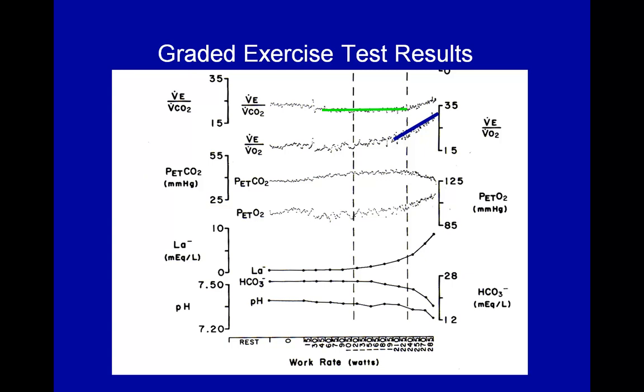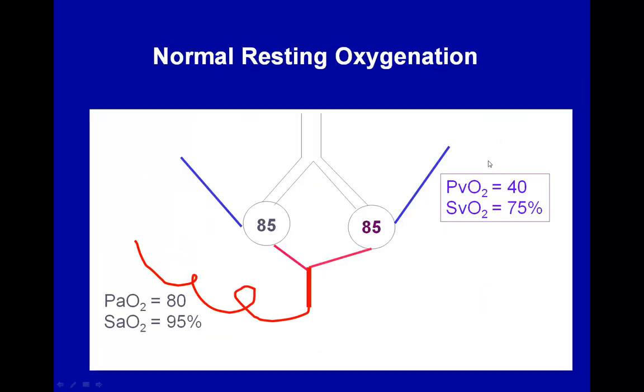Ventilatory equivalent for oxygen, again, goes up very linearly, the VO2 goes up very linearly. The minute ventilation goes up dramatically in the compensatory portion of this curve. So once again, we get that dramatic increase in VE over VO2, much greater than the change in the slope of the ventilatory equivalent for CO2.